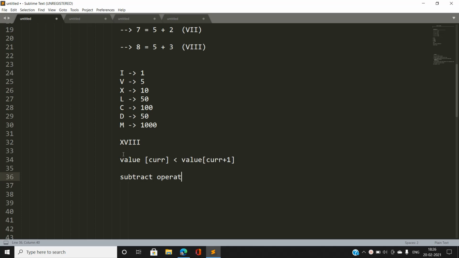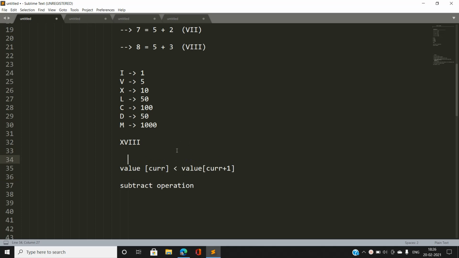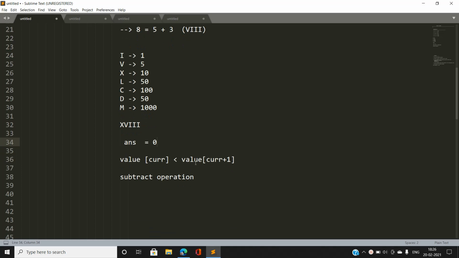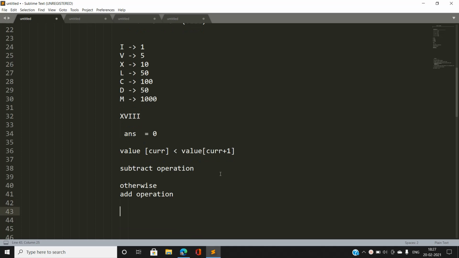Subtract operation from what? Let's say I have an answer variable defined above as 0. So the value of current here is X, that is 10, and next is V, that is 5. Is 10 less than 5? It is not, so I'm going to do otherwise, the add operation. Since 10 is greater than 5, I'm going to do the add operation. So I'm going to add 10.